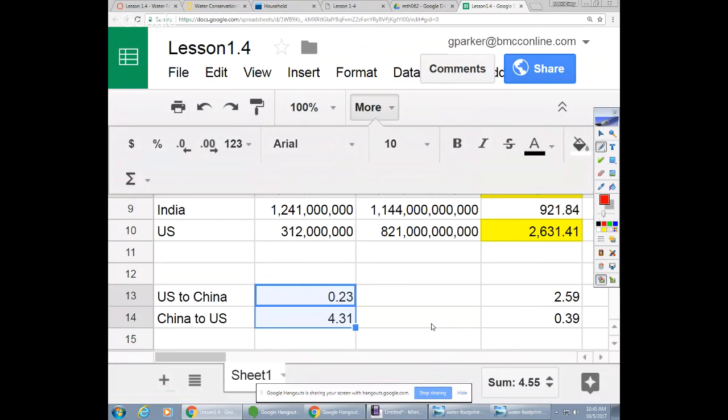I just noticed something interesting, y'all. I was looking at China to US and US to China. So we already figured out that the US uses about 2.6 times more water, or China uses about 40% of what we use. But if you look at the populations, they're kind of switched. We use more than twice as much water, but they have more than 4 times as many people, which is kind of interesting. So China uses 2.6 times of what we use.